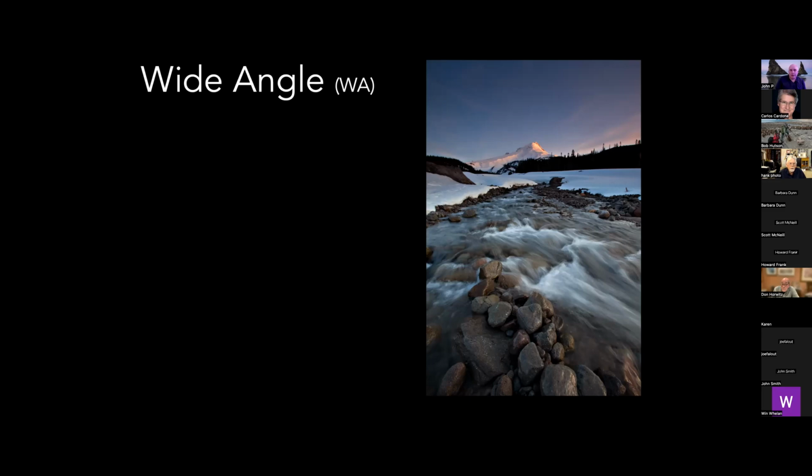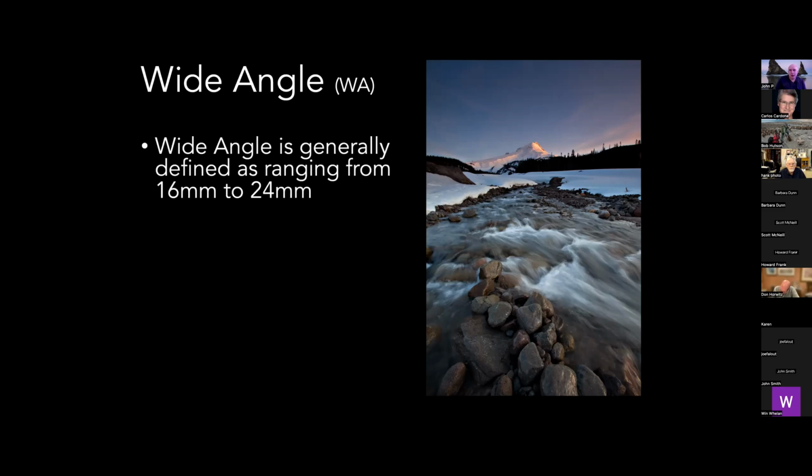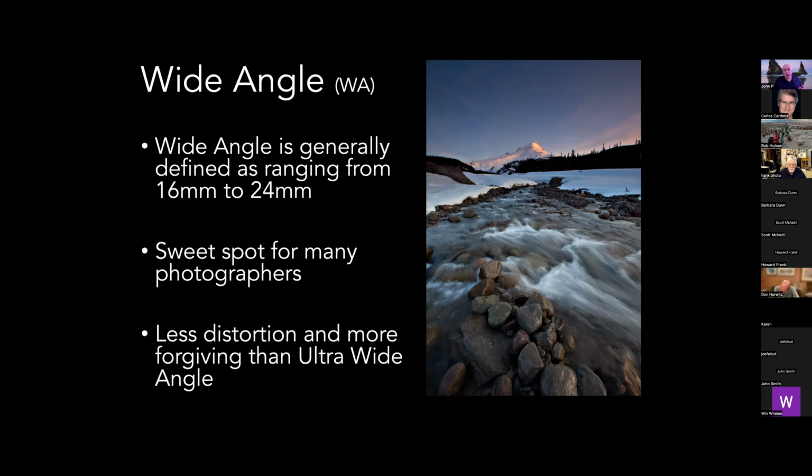So wide angle. Generally, wide angle lenses are defined as ranging anywhere between 16 and 24 millimeter. For many people, this is the sweet spot, and it's one of the first lenses that a lot of photographers pick up and start using. Why? Well, they're easy to use initially because you just put down your tripod, slap that lens on, and you have this massive field of view.